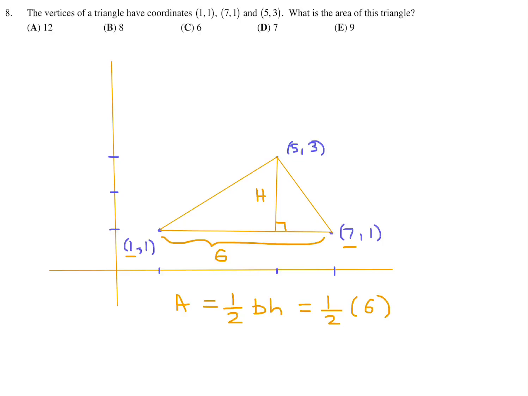The height is from here to here. Well, from here to here was 1, and from the origin to this point, they've told you is 3. So that means the height is 2. So therefore this just becomes 6. So the area of this triangle is 6, which is answer C.